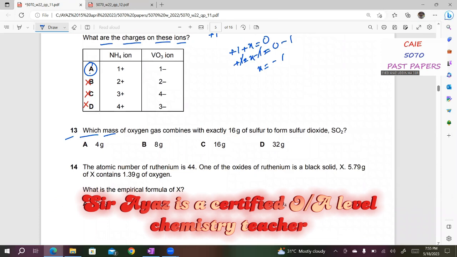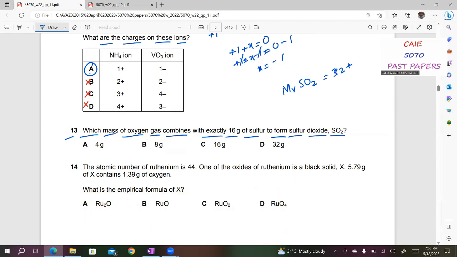13. What mass of oxygen gas combines with exactly 16 grams of sulfur to form sulfur dioxide, SO2? What is the Mr of SO2? You know the Ar of S is 32, plus we have 2 atoms of oxygen, so we will multiply 2 by 16. So we have 32 plus 32, 64 will be the Mr.